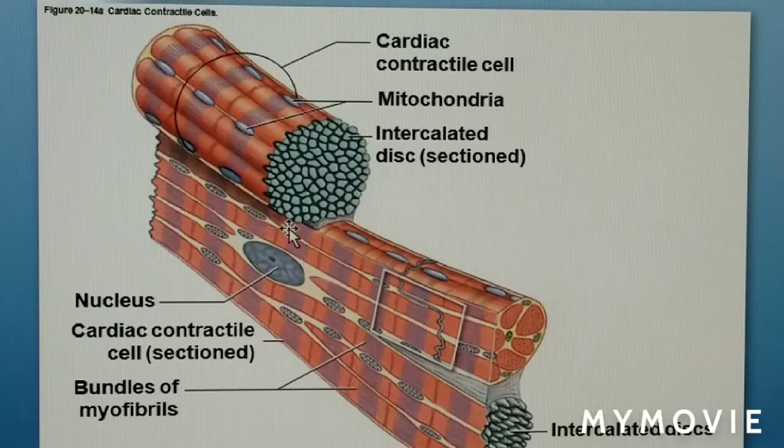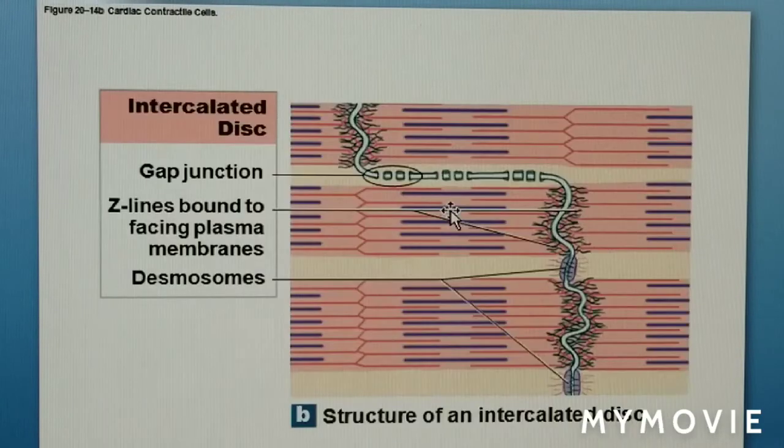And here we see several cardiac cells, cardiac contractile cells, and they're being held together with the intercalated discs that you see running up and down through here. And I think there should be another picture. There it is.